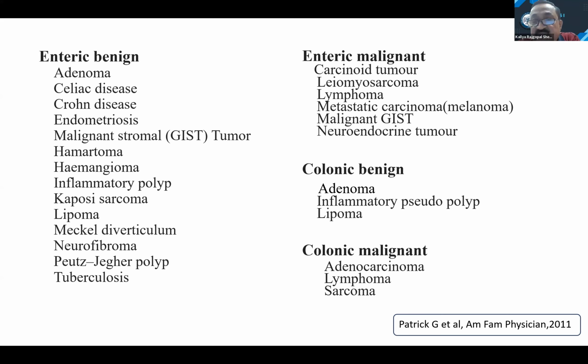Praveen, it is no longer called carcinoid. What is it called? NET. What is NET? Neuroendocrine tumors, sir. Neuroendocrine tumors, yes. Syndrome is used. Lymphoma, yes, the list is quite big. Theoretically, definitely everything is possible.